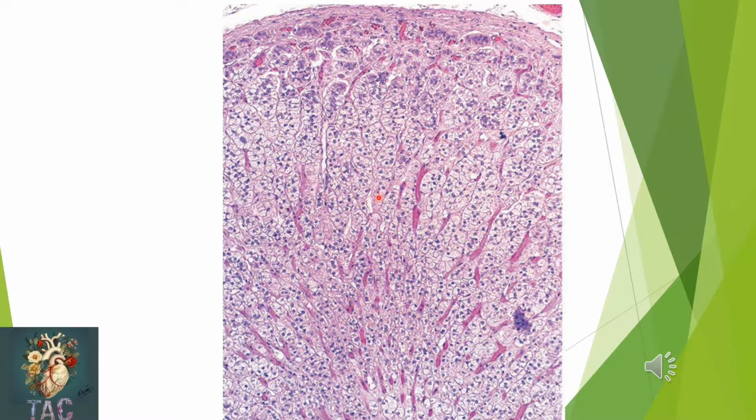Then in this area you can see cords or columns of the cells of the zona fasciculata, which are arranged in the form of vesicles. These may be 1 cell thick or 2 cells thick, and in between these columns you can also see the blood vessels which are present, and here you can see the zona reticularis.